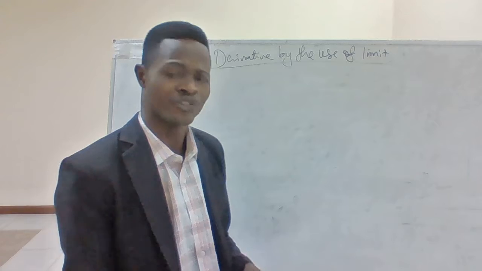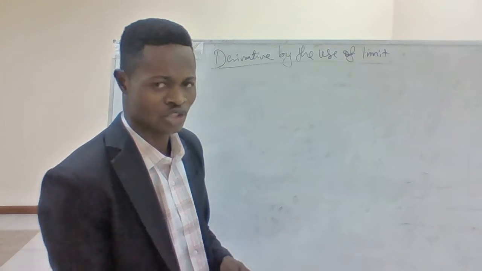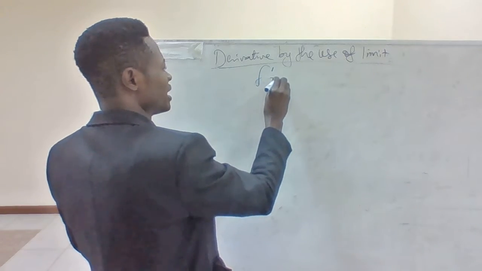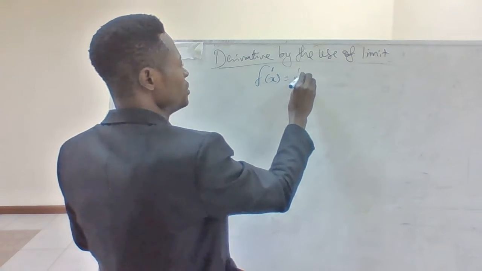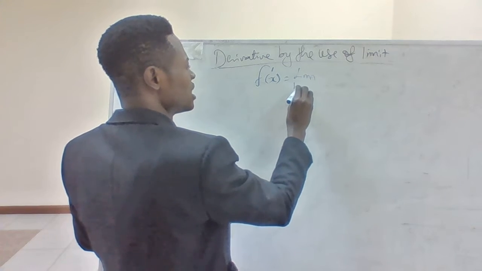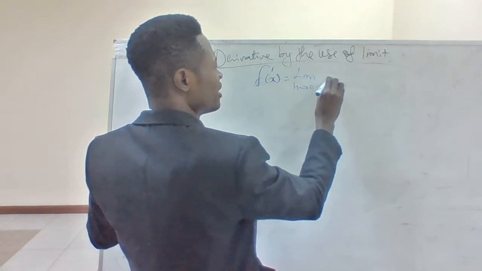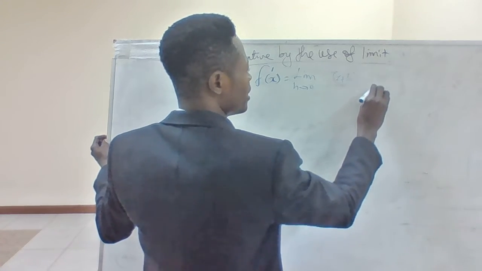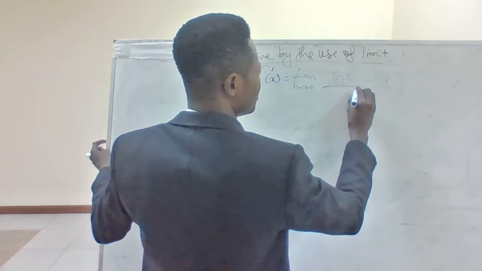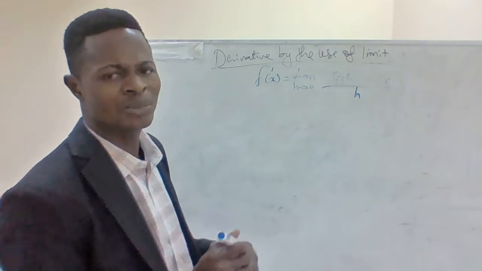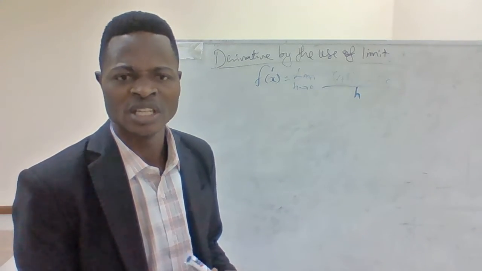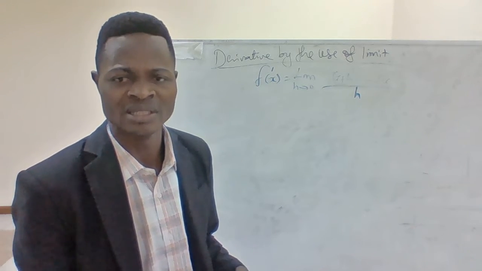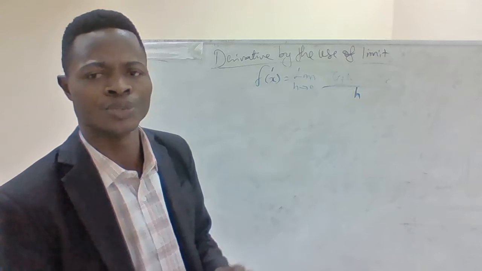Now, when you are asked to find a limit of a function, the formula is given as f prime of x is equal to the limit as h approaches 0 of f of x plus h minus f of x, all this divided by h. So this is just the formula that we have to use in order to find the limit of a function using the first principle. So let us jump into it.